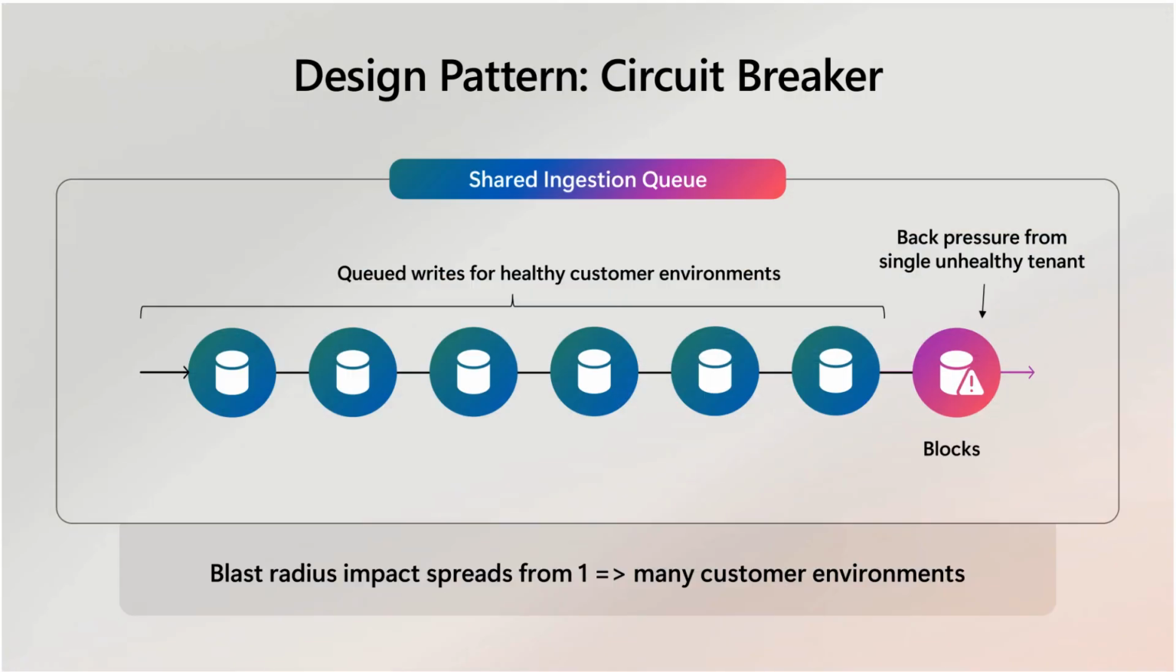Another critical pattern is the circuit breaker, which protects the system from cascading failures. In a shared ingestion queue, a single unhealthy tenant can block the queue and impact many others, much like a customer holding up a grocery line. The circuit breaker pattern isolates the problematic tenant, failing them fast and redirecting them to a separate queue so healthy tenants continue uninterrupted. Implementing circuit breakers is essential for limiting the blast radius of failures and ensuring smooth service for all tenants.